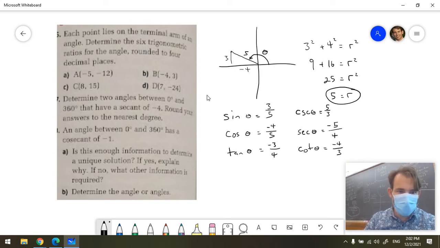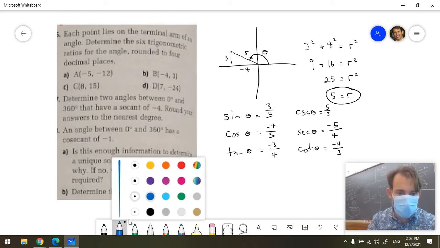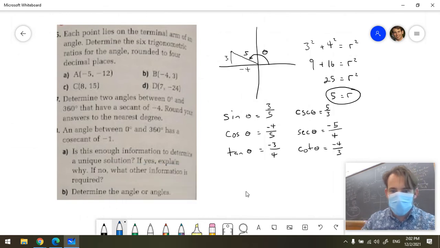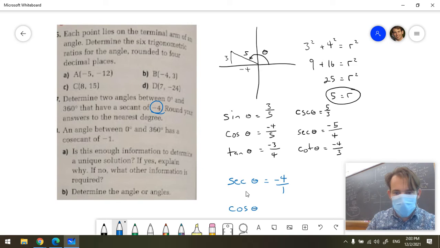Determine two angles between 0 and 360 that have a secant of negative 4. Okay, so this is an interesting type of question. If I know that secant theta is negative 4, then another way of writing negative 4 is negative 4 over 1. That would mean that its cosine, because no one wants to think about secants, is equal to negative 1 over 4.